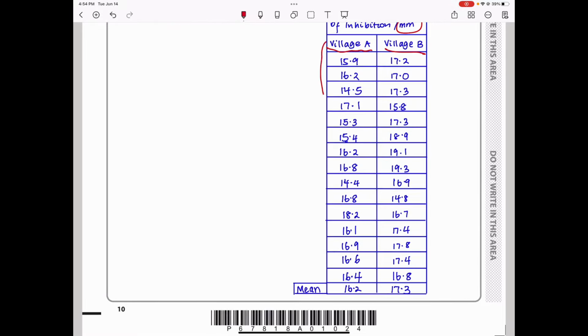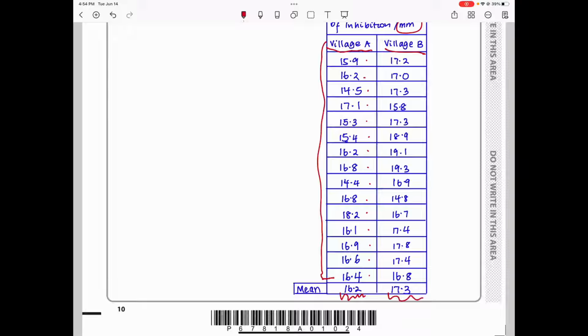All of them were placed, and then I added up everything and divided by the number of samples. Again, to count: 1, 2, 3, 4, 5, 6, 7, 8, 9, 10, 11, 12, 13, 14, 15. So you add up everything and divide by 15. You will get this as the mean for village A and that as the mean for village B.